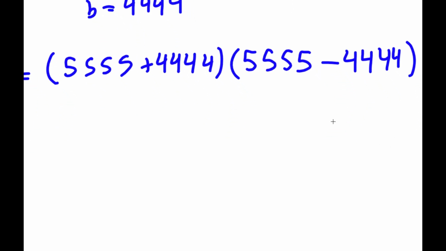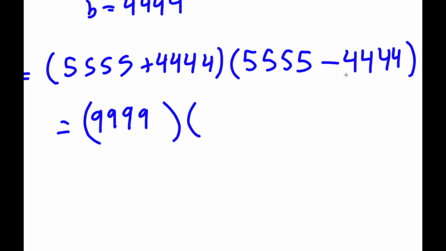Now, to solve this, 5,555 plus 4,444 is going to be equal to 9,999. Now I have this times 5,555 minus 4,444, which is 1,111. So now I want to multiply these two, but as you can see, it looks pretty challenging because both of these are really big numbers.